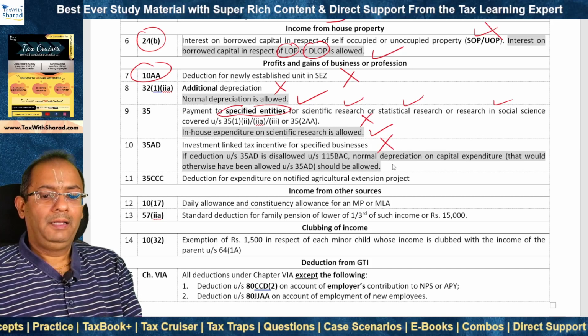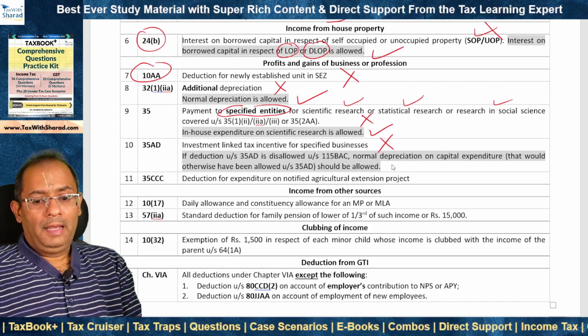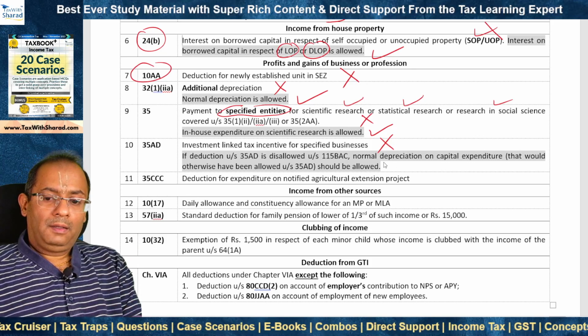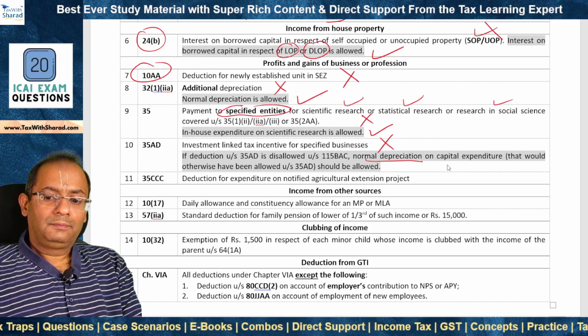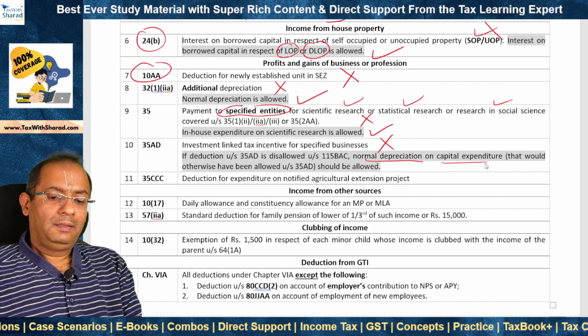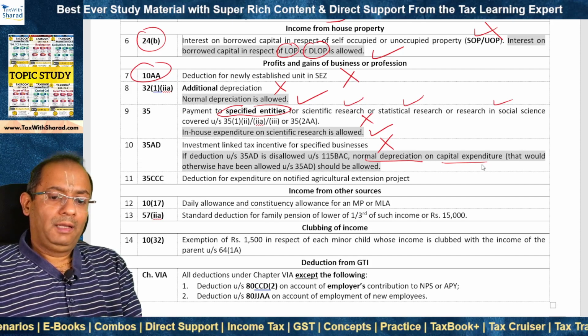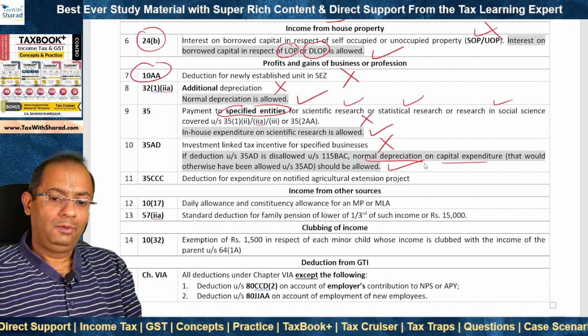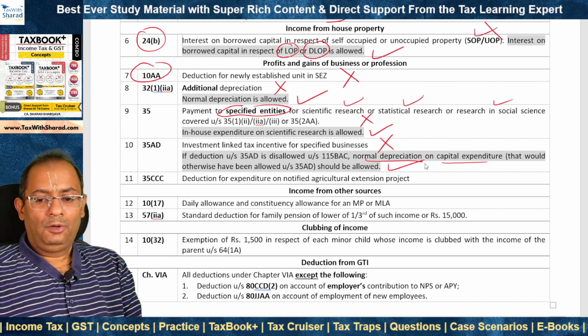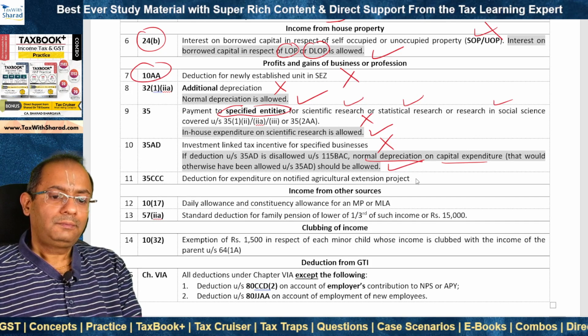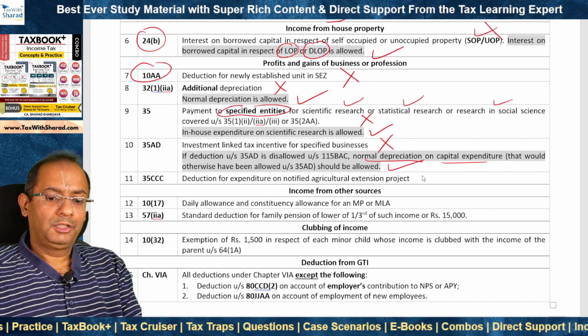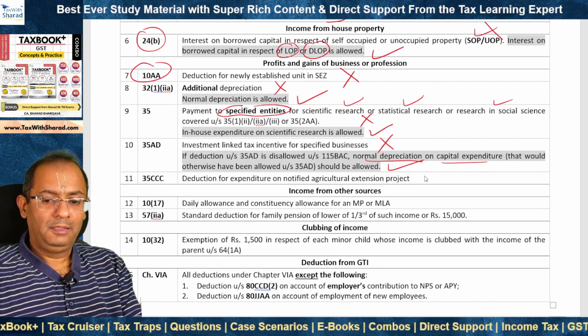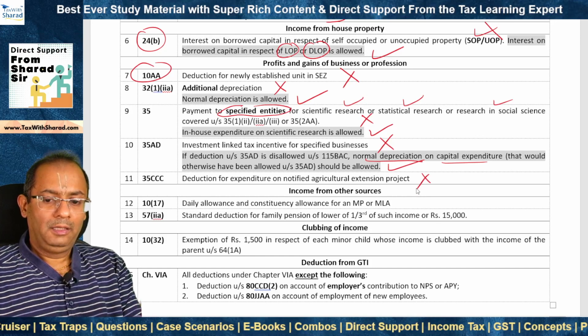Now since 35AD is not allowed, as a corollary, normal depreciation on capital expenditure that would otherwise have been allowed under 35AD should now be allowed. So if 35AD is not allowed, the normal depreciation should be allowed. 35CCC deduction for expenditure on notified agricultural extension project is not allowed.